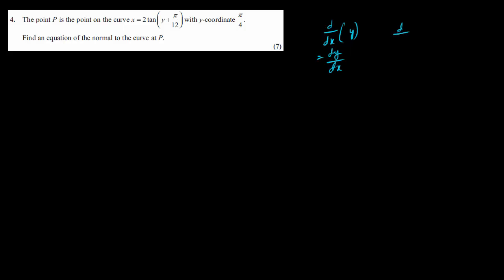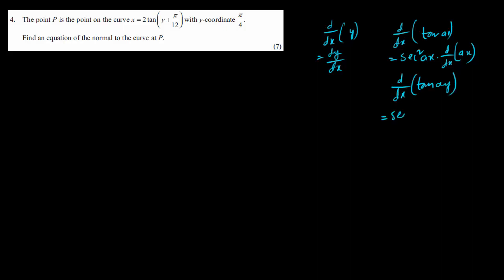So that is the main idea. So we know d by dx of tan ax is sec squared ax into chain rule d by dx of ax. But if it is d by dx of tan ay instead of ax, it would be sec squared ay times d by dx of ay, which is going to be sec squared ay times a, dy by dx. So this implicit part is going to have a dy by dx with it. That is the main idea.